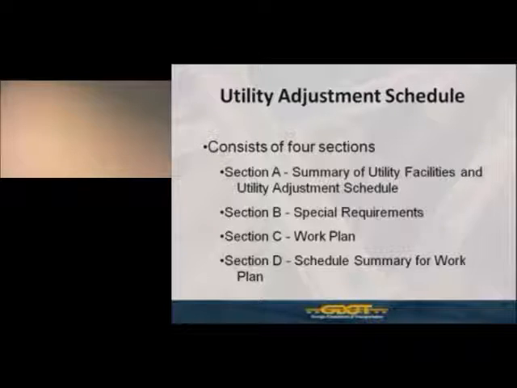Okay, the utility adjustment schedule essentially consists of 4 sections. Section A is the summary of the existing utility facilities and the utility adjustment schedule. Section B is the special requirements. Section C is the work plan. And Section D is the schedule summary for the various work phases of the work plan. I'll go through each of these in greater detail also.